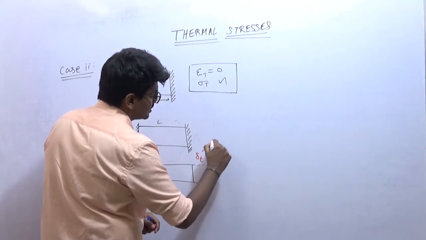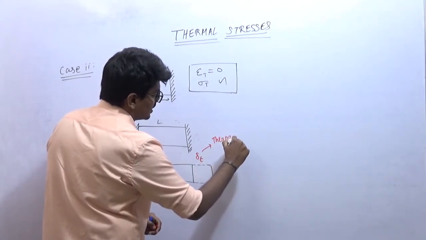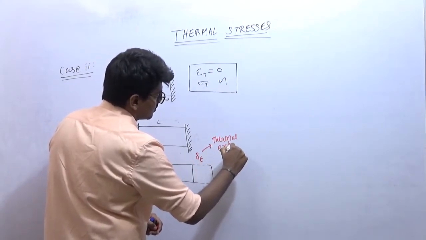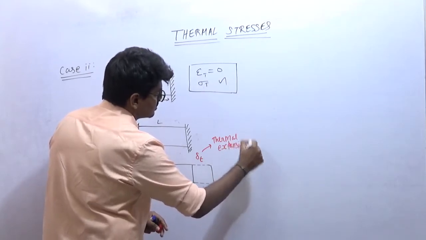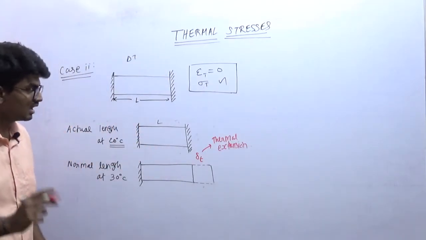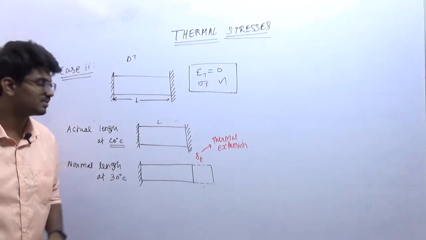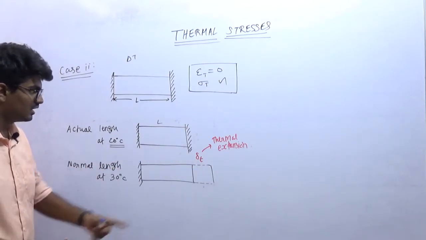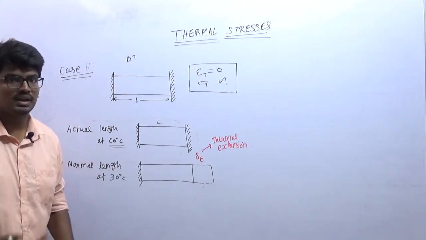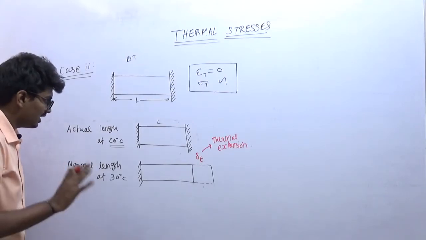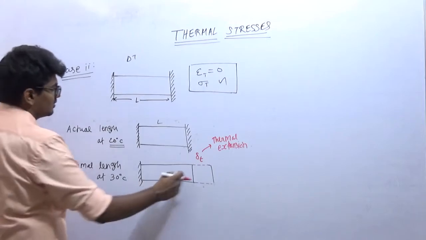So this is the thermal expansion delta T. If there is no restriction, it can expand freely. That is the thermal expansion, and we already know its value: alpha delta T into L. But in fact, it's not expanding freely.